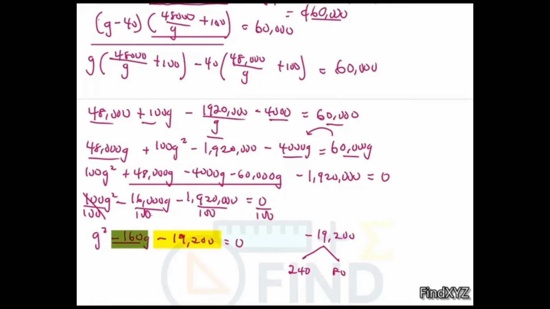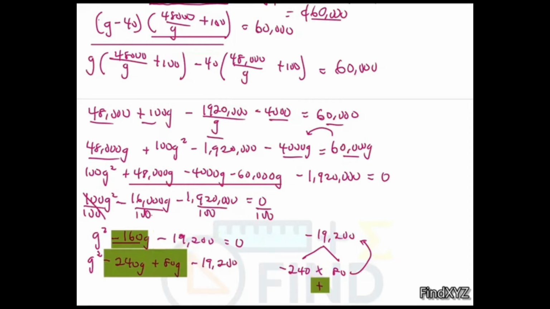Now watch this. When we multiply 240 times 80, that will give us 19,200. But which of these numbers should I negate in order for me to get negative 160? Then I have to negate the bigger number. That is why when you multiply this, you get this. And when you add the two, you get the middle term, which is negative 160. So let's substitute that. So now we are going to have g squared minus 240g plus 80g minus 19,200. Everything should give us 0.